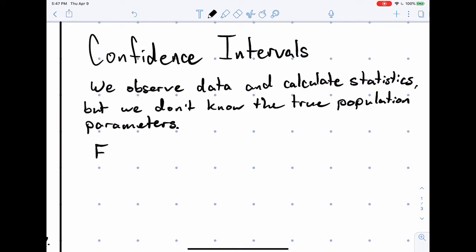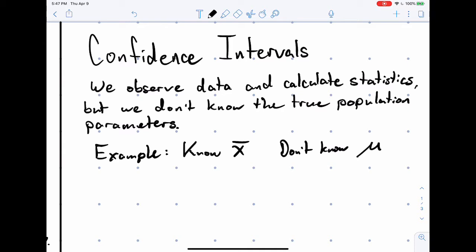So for example, we know X bar. We can compute X bar, the sample mean, based on the sample data that we see. But we don't know mu, the true population parameter that's underneath where X bar is coming from. But we want to make a statement about mu, a precise statement about mu, using only X bar in the data.